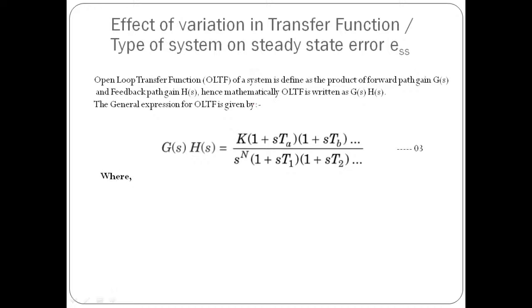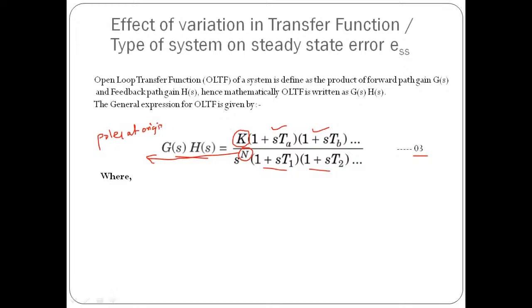And then we discussed the concept of what the type of a system is. Type of system means how many poles are available at the origin. So equation number 3 indicates the general expression to calculate the open loop transfer function of a system. Here K indicates the overall gain of the system. These brackets are responsible for calculating zeros, and these are responsible for calculating poles. And here n indicates how many poles are available at the origin.